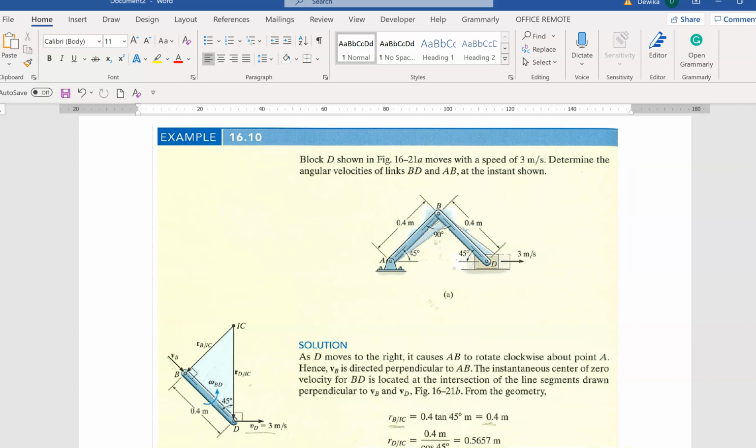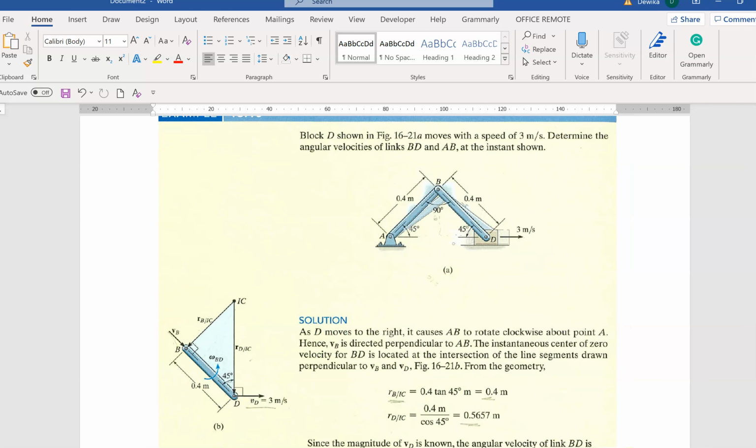So a bit of imagination is required here, because if you don't imagine, it's going to be very, very tough. So we have block D moves at a speed of 3. So this block D actually is sliding this way, right? Then you can get confused. You say, I can't imagine how is the movement. So simple. It's okay. Take one thing at a time. I'll guide you. Just pay attention.